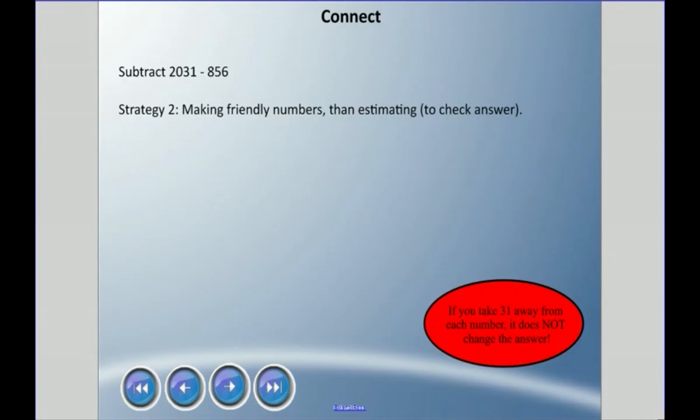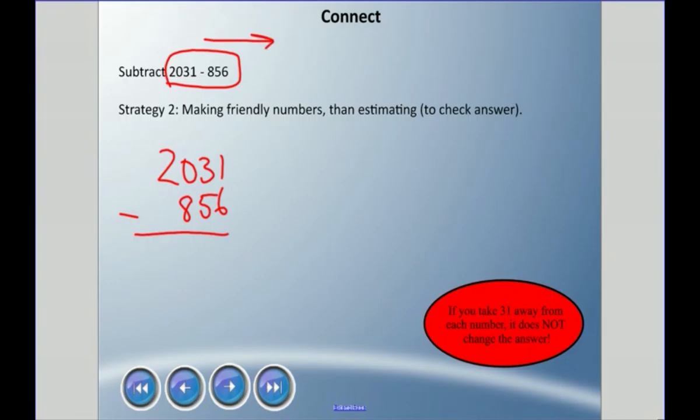All right, strategy number 2 is doing something called making friendly numbers, making friends, let's say, and then estimating to check the answer. So I'm going to rewrite this out. We had 2,031 minus 856. Also, something you should notice, when you get a question that is horizontally written, you will want to make it vertical, going this way.